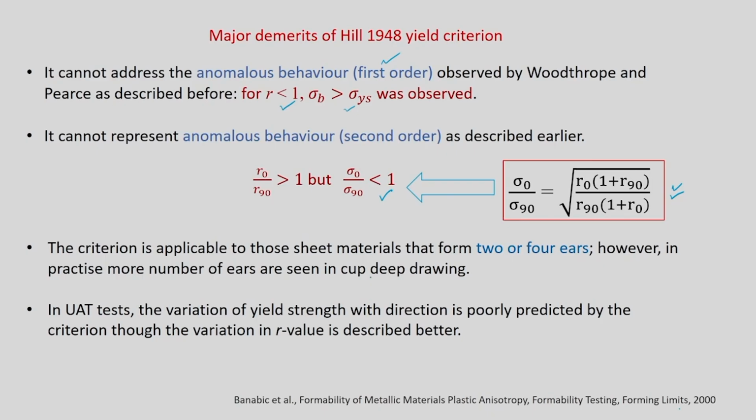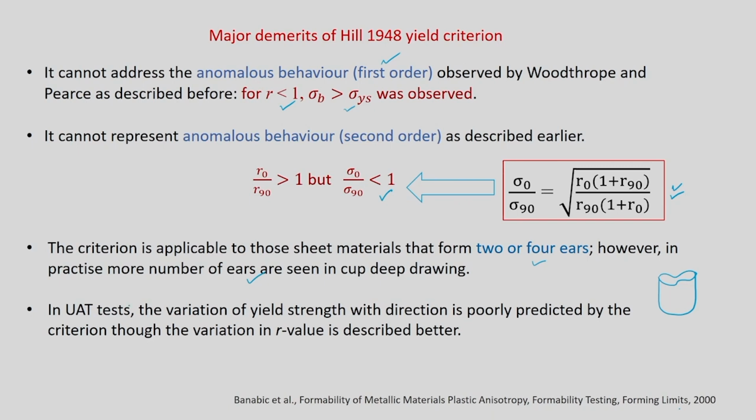Moreover, generally the criterion is applicable to sheet material which has got only 2 or 4 ears during deep drawing. Like we said, in cup deep drawing, earing is formed. The deep drawing behavior can be predicted accurately using this yield function only if 2 or 4 ears form during deformation. But practically, there can be more ears that form, which cannot be addressed by Hill 1948.